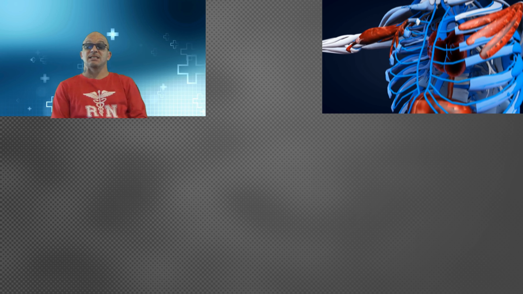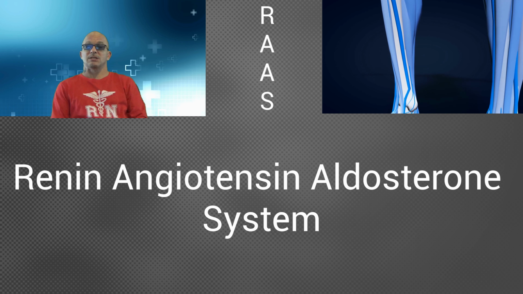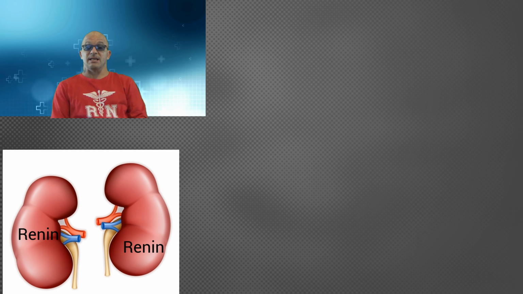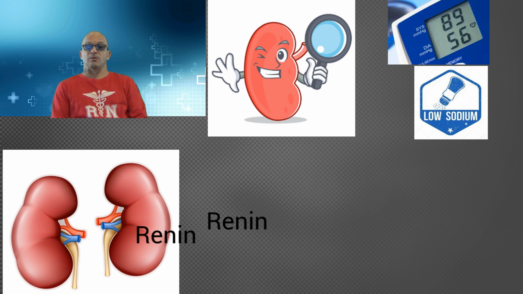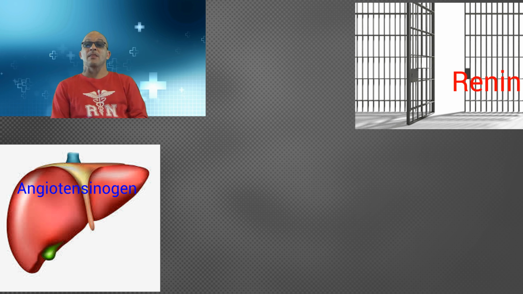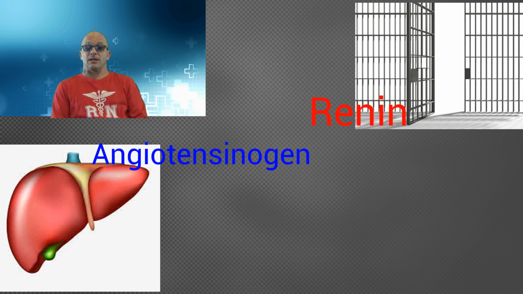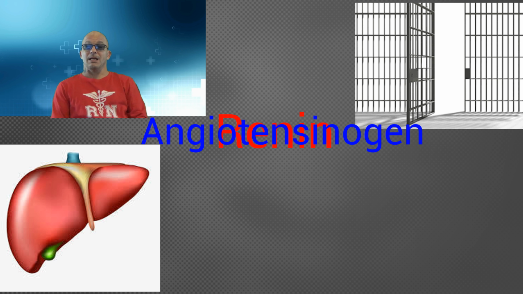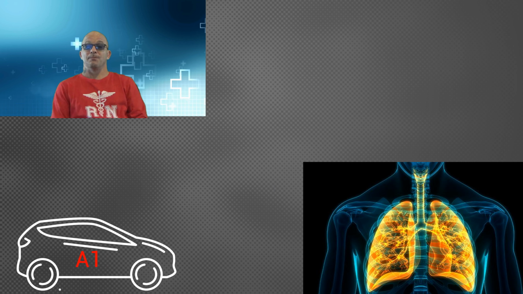Our body has a system known as the RAS, or Renin-angiotensin-aldosterone system. This system is utilized when the blood pressure becomes too low. Renin is produced in the kidneys, so when the kidneys detect low blood pressure or low sodium levels, renin is released. This release of renin stimulates the liver to release a protein called angiotensinogen. The combination of renin and angiotensinogen formulates angiotensin 1.